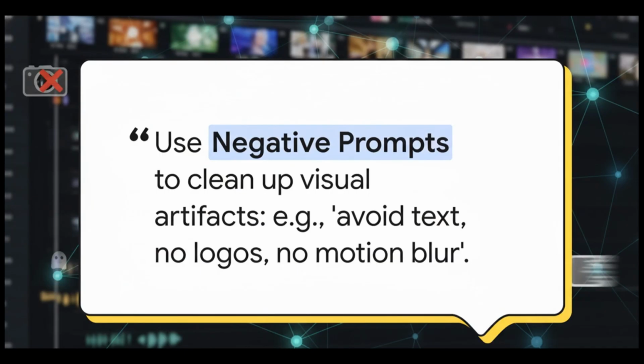And just as important is telling the AI what you don't want to see. This is where negative prompts come in. You can tell it to avoid things like random text, logos, or that ugly motion blur. It's like cleaning up your visuals before they're even made. You're getting rid of those common AI glitches before they even have a chance to show up.